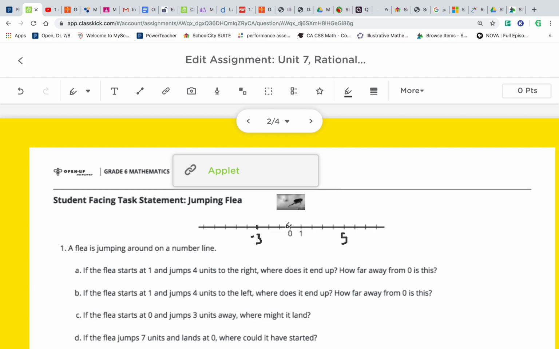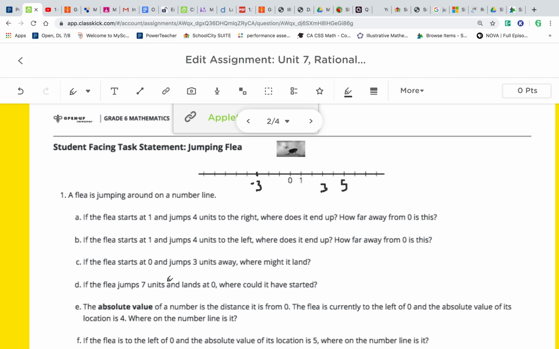If the flea starts at 0, starts right here, and jumps 3 units away, where might it end up? Well, it might end up over here at -3. Or if it was starting here, it could also go forward 1, 2, 3 spots here and end up at +3. So it could end up either at -3 or +3.